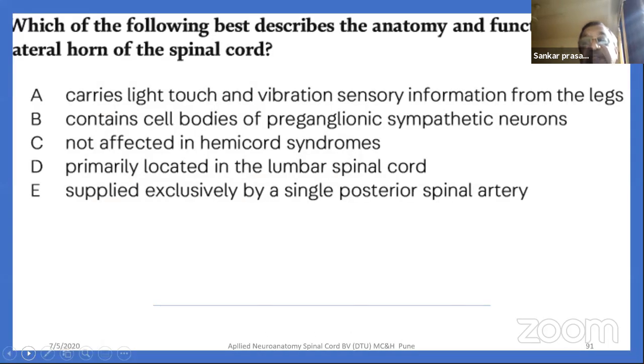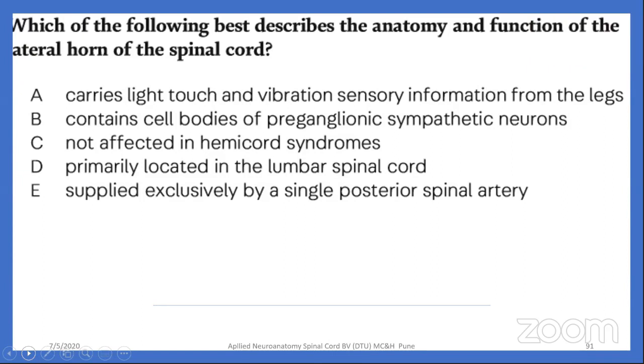So now the questions part. Which of the following best describes the anatomy and functions of the anterior horn and the lateral horn of the spinal cord?